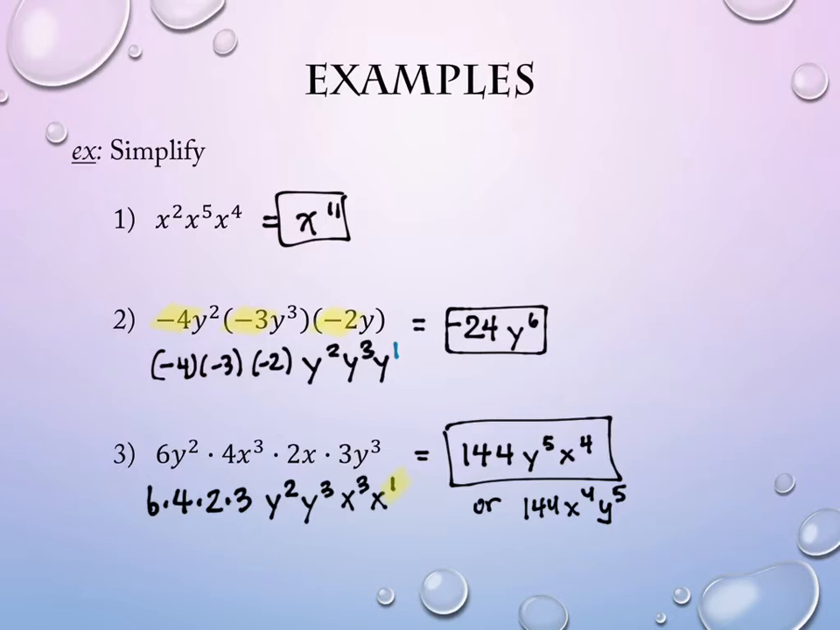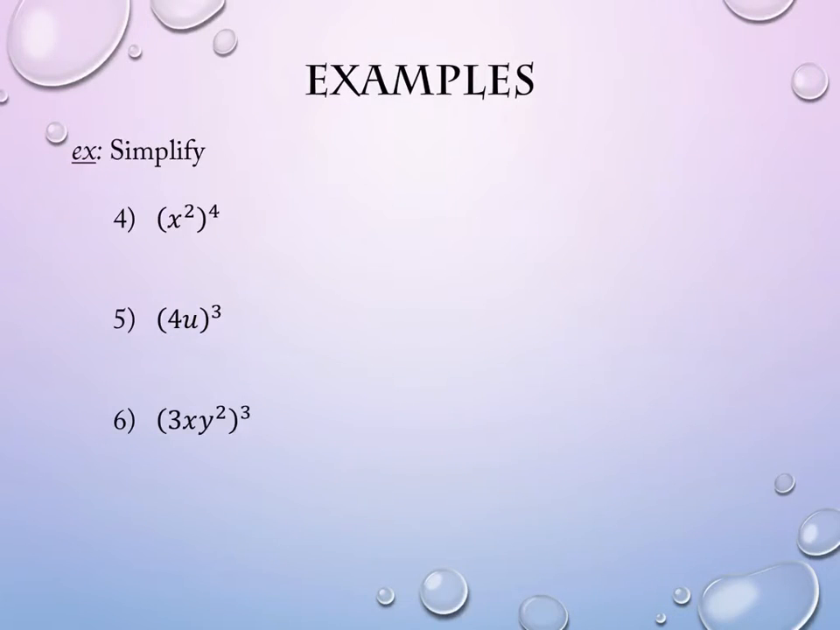Okay, let's take a look at another one that's very straightforward and simple. I have x squared to the 4th. So what property is that? Number 3. Number 3, yep. So what am I going to do with the 2 and the 4 on this one? Multiply them. And what is 2 times 4? 8. So this one is x to the 8th.